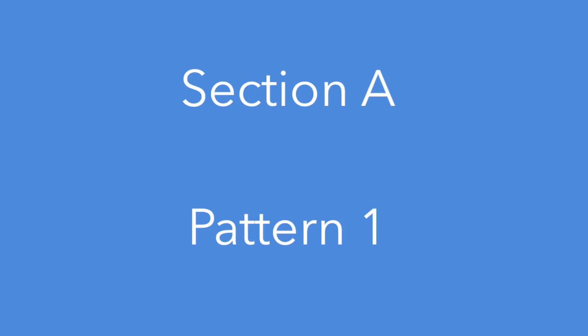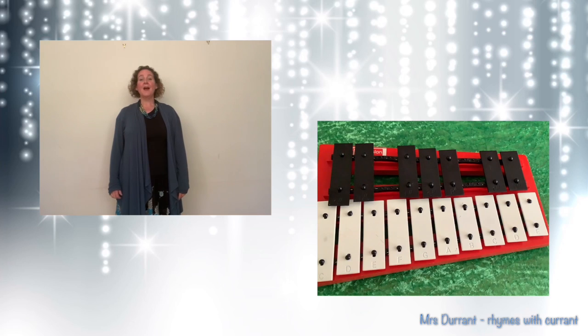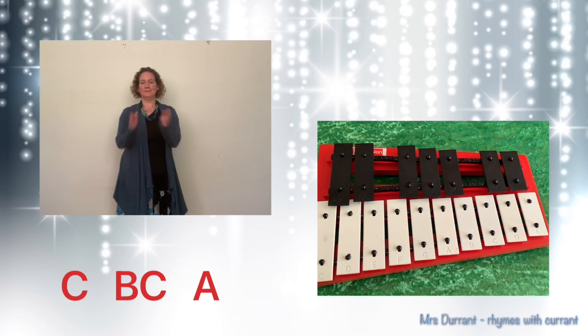Let's see how the body percussions for part A transfer onto our instruments. Our first body percussion pattern is, this is played using the notes C, B, C, A, like this.